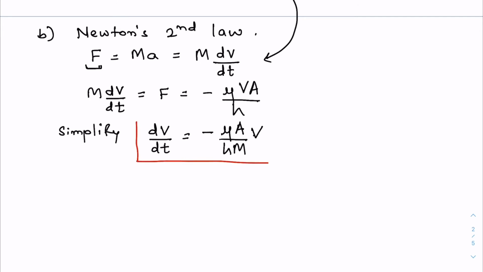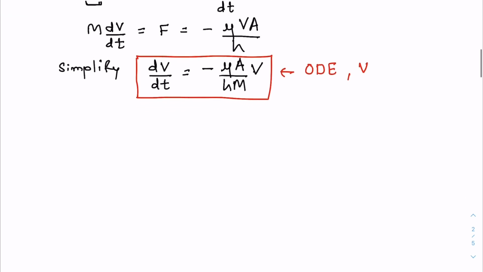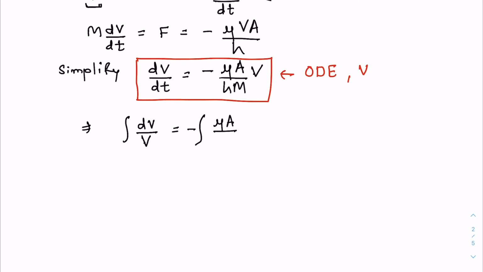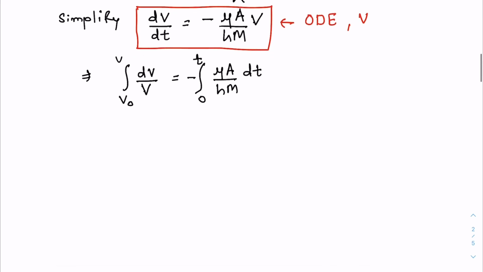So this is an ordinary differential equation in terms of v, and we just need to integrate to find v. So dv divided by v is equal to, integrating on both sides, mu times A divided by H times m, dt, and the limits of integration are, let's say, 0 to t and some initial velocity v naught to a velocity v at time t. And this is just a constant because mu, A, H, and m are all constants.